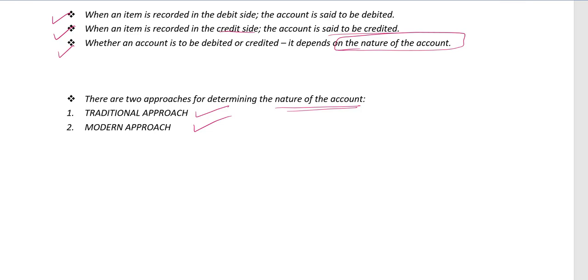So in the successive video, we will see the traditional approach, the classification of accounts under the traditional approach, and the rules for debit and credit in the traditional approach. After that, we will also go to the modern approach. You will see the classification of accounts under the modern approach and the rules of debit and credit that have to be applied when accounts are classified in the modern approach.